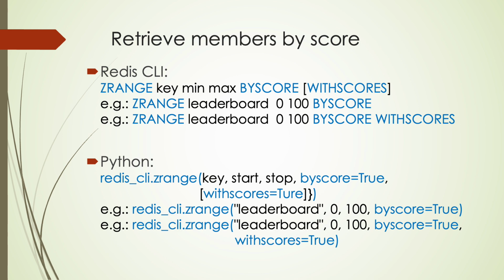To retrieve members by their scores, use the zrange method with the byscore option. Similarly, by default, only members are returned. We can return the score for each member using the withscores option. This is it for this video.